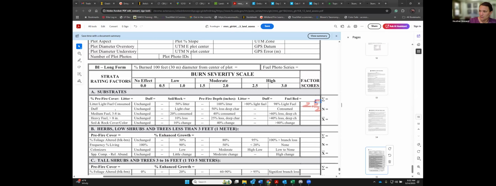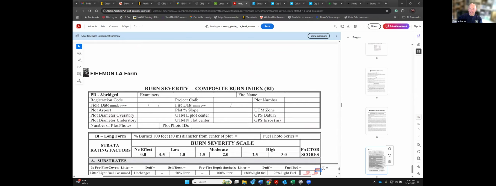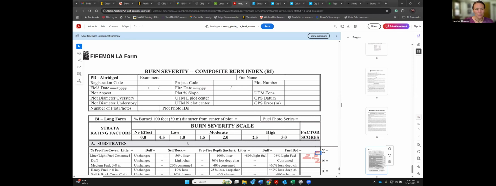Good question, Heather. At the top of the form, Carl and Nate suggested a 30-meter diameter. It's in the form there: percent burn, 100 feet, 30-meter diameter from the center of the plot. Yeah, that's great.